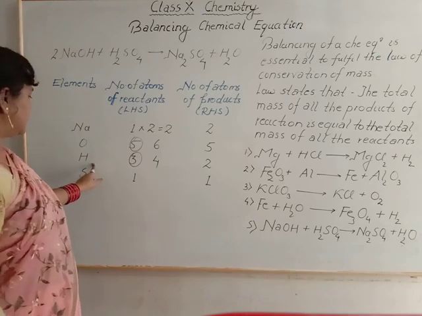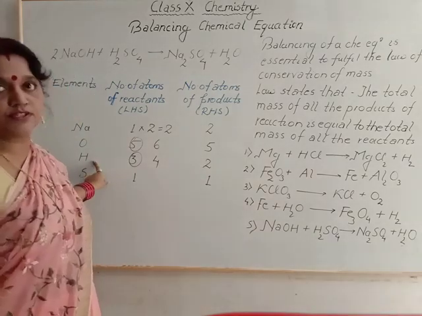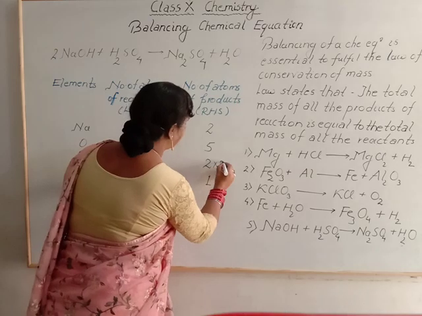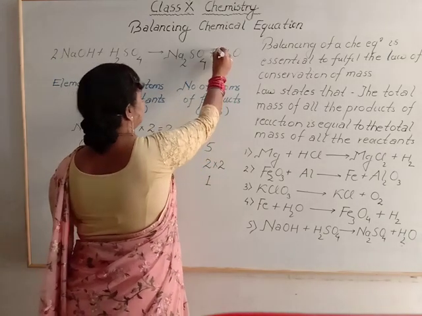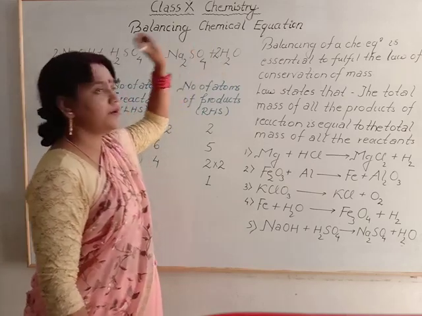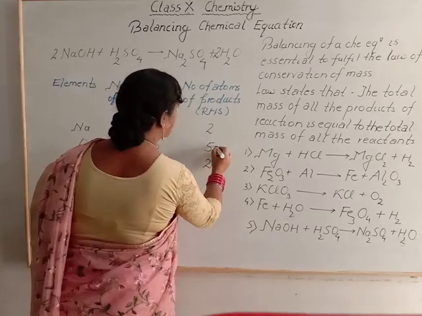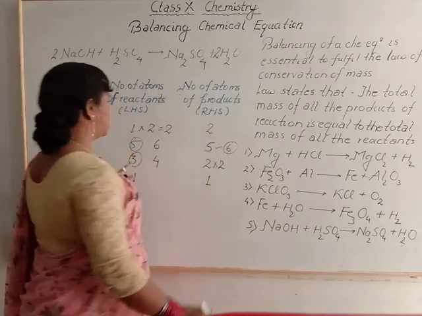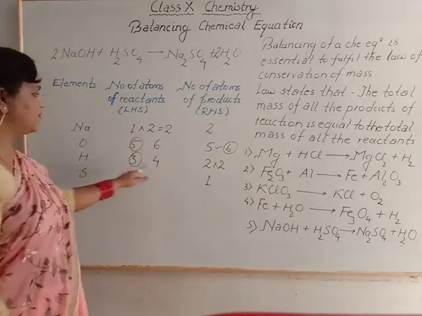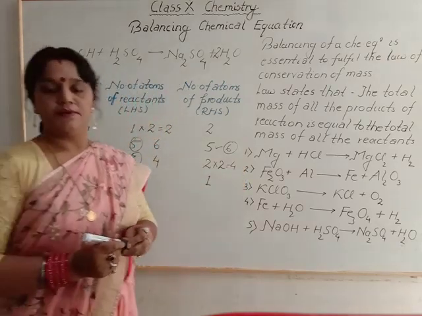Now we have to balance. Sulfur is balanced, sodium is also balanced. You have to see hydrogen. Now what happened? This is 4, so simply multiply it by 2 here. Now you can see that oxygen is also balanced, 4 and so this also becomes 6. Now you can see sodium 2 and 2, oxygen 6 and 6, hydrogen 4 and 4 and sulfur 1. All are balanced.